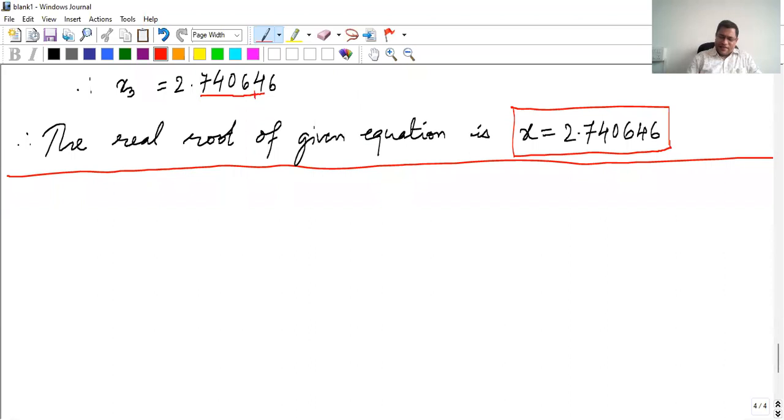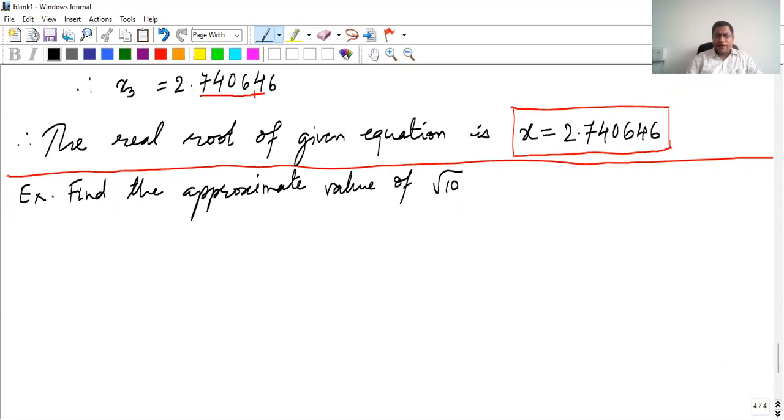So in the last semester, we used expansion to approximate the value of a square root. We can do it by using the Newton-Raphson method also. So let us go with that example. I had asked you to find the approximate value of root 10 using the Newton-Raphson method.